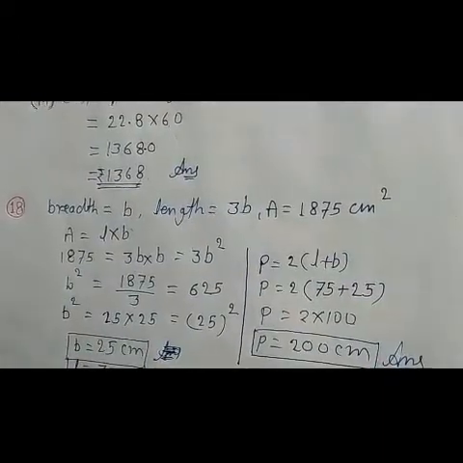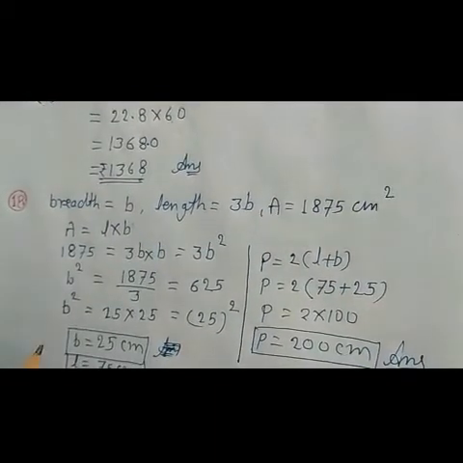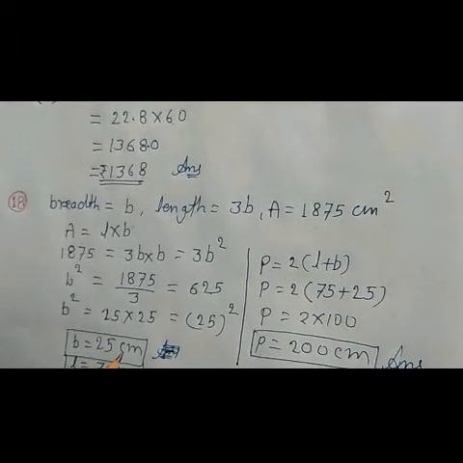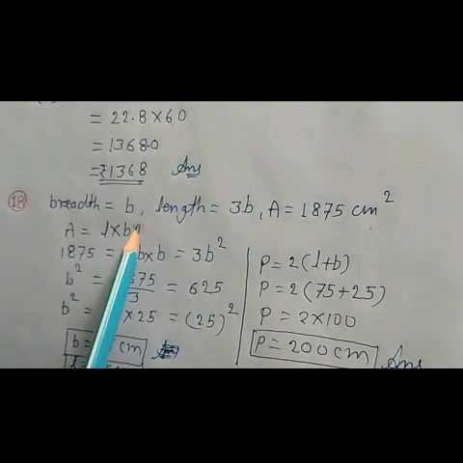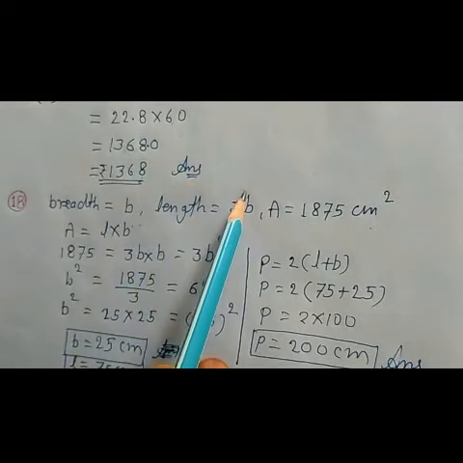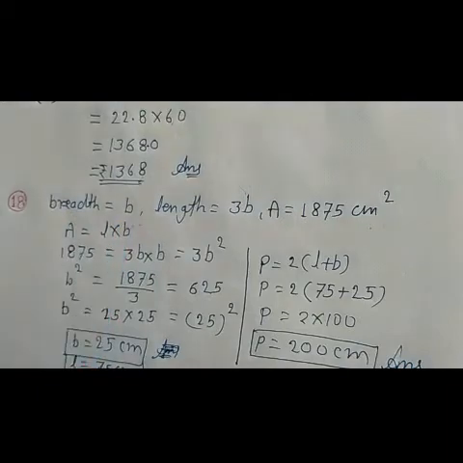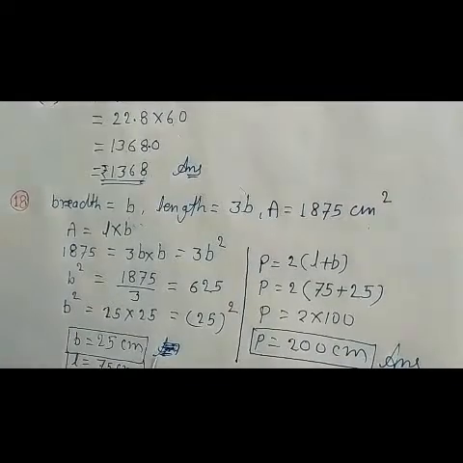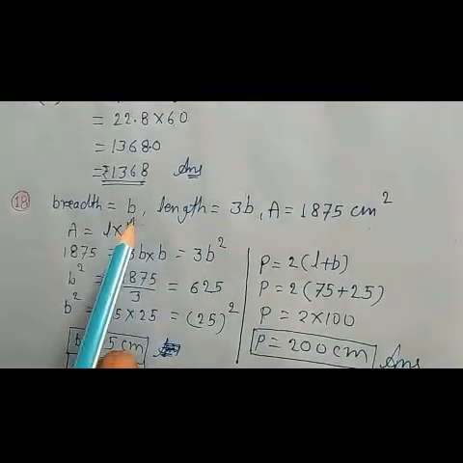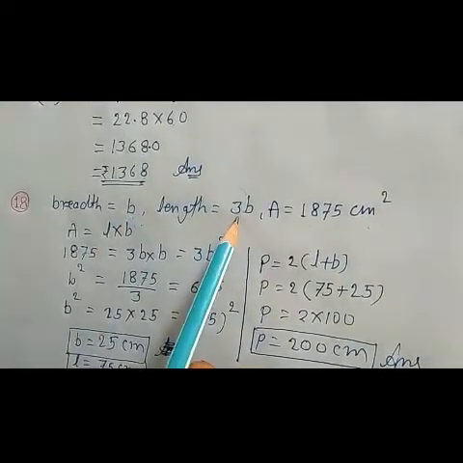Now question number 18. In the 18th question, the length of the rectangle is 3 times its breadth, and the area of the rectangle is 1875 centimeter square. Means whatever the breadth, length is just 3 times the breadth. We consider breadth is B, so length is 3B. Then area is already given. Using this length, breadth and area, we will find out the proper value of length and breadth.